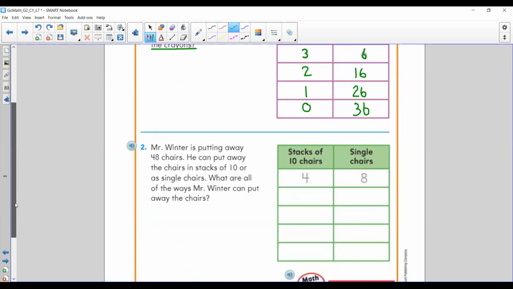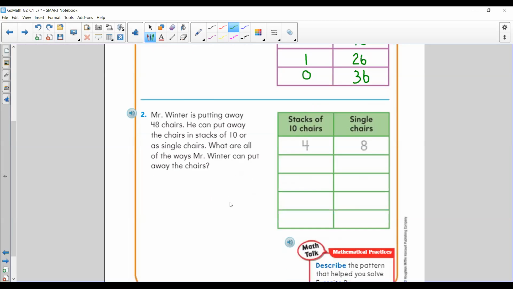And in our next problem, Mr. Winter is putting away 48 chairs. That's a lot of chairs. That's like 2 classes. He can put away the chairs in stacks of 10 or as single chairs. So what are all the ways that Mr. Winter can put away the chairs?